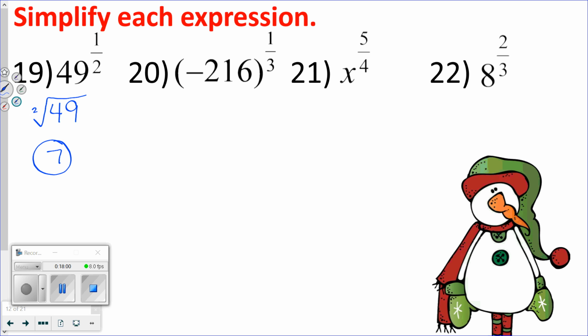Okay, but being able to flip back and forth between the two forms allows us to be able to see how it simplifies better. So number 20, negative 216 to the 1/3. What is it as a radical? Which is? Negative 6.